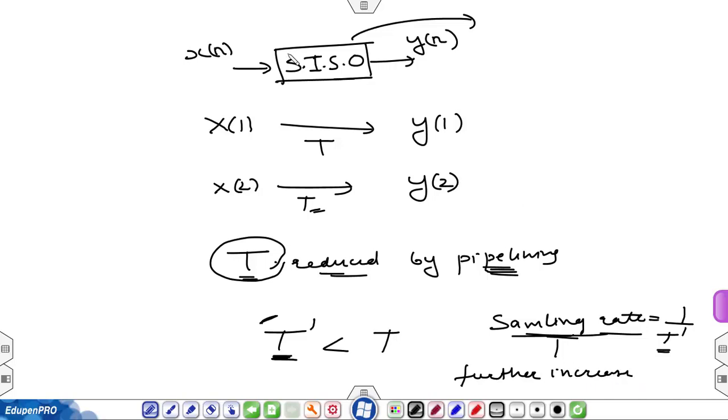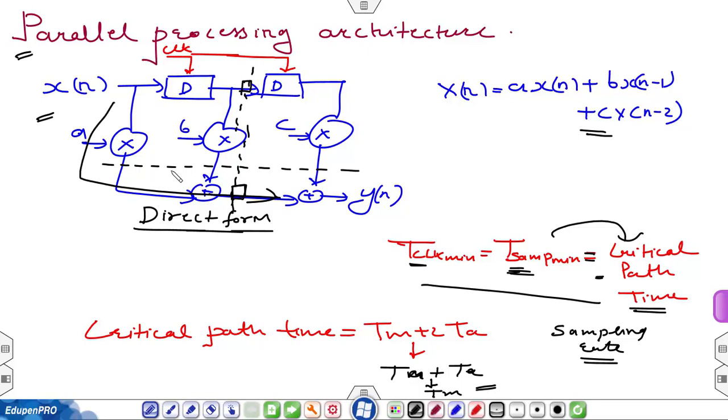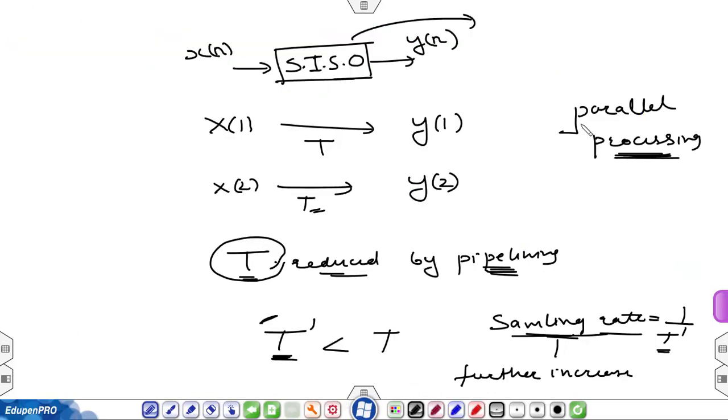Okay, so we have exhausted the possibilities of pipelining the system, and now we have to find some alternative way. So the answer is using the concept of parallel processing. Okay, so that we are going to discuss. So we will be converting this structure from single input single output to multiple input multiple output, that will take multiple samples, let's say n samples, and produce multiple outputs.